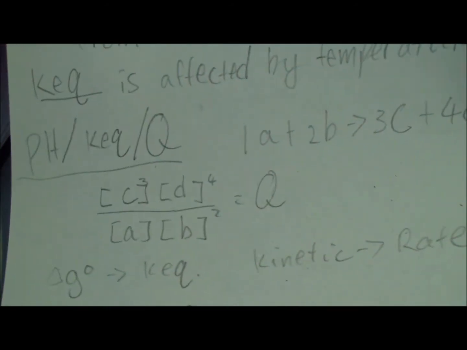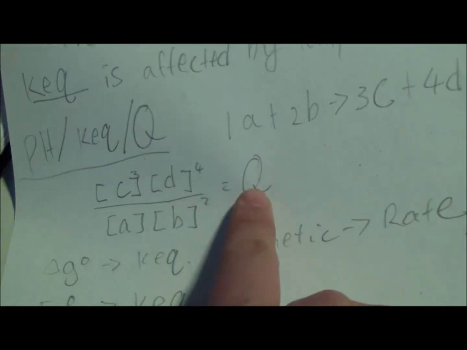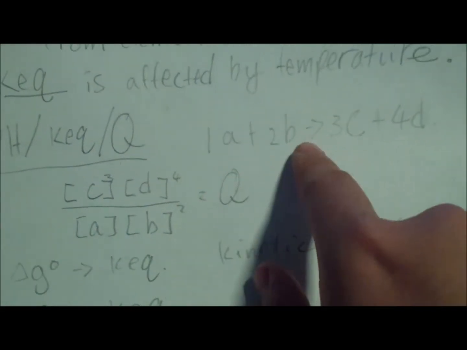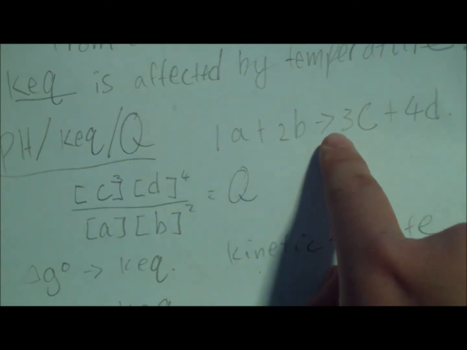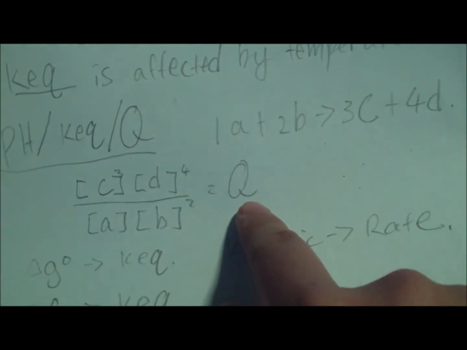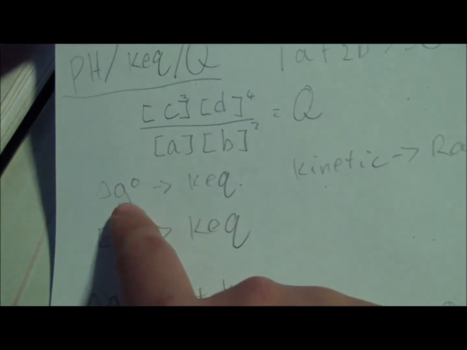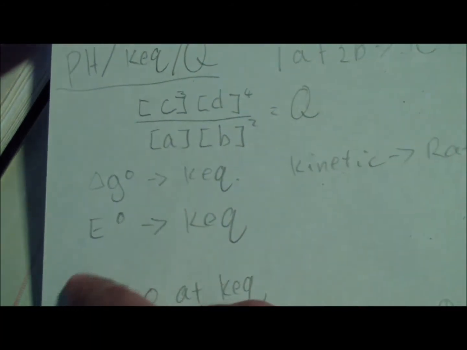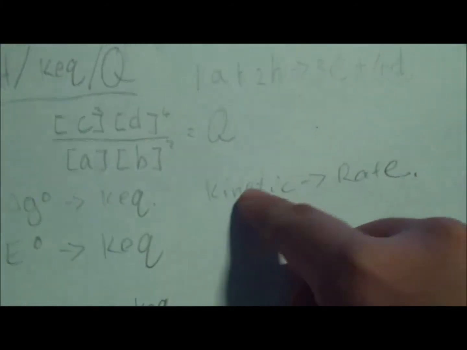And now let's talk about pH, KEQ, and Q. So here will be my simple equation, and right here will be my Q. Because here, it doesn't represent it. It can be a backward reaction also, so you must label Q. You do not label KEQ. Okay, from delta G, which gives free energy, you can solve for KEQ. From electric, you can also solve for KEQ. And when you're given kinetic, you can find the rate.